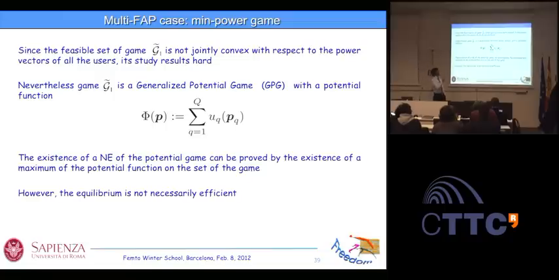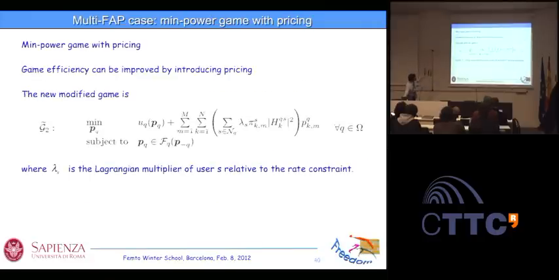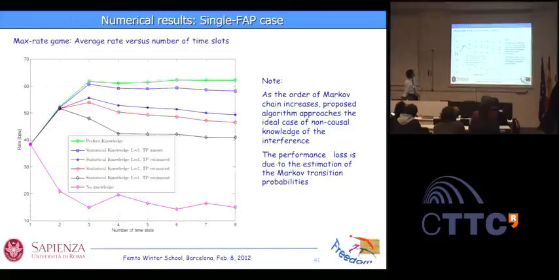But it's a generalized potential game because there is a constraint in the feasibility set. So the feasibility set of each player is dependent on the actions taken by the other players. Okay, I will not go into this. It's complicated. Let's go to some simulation.